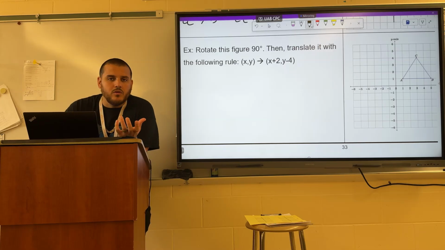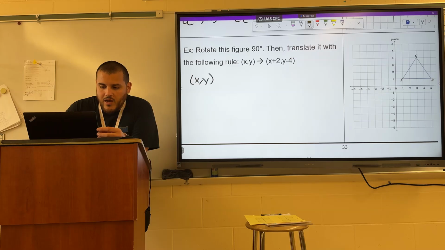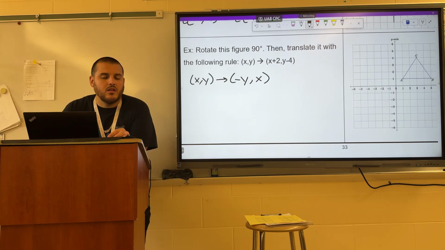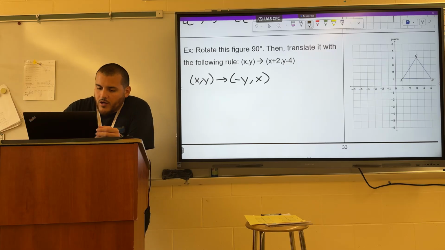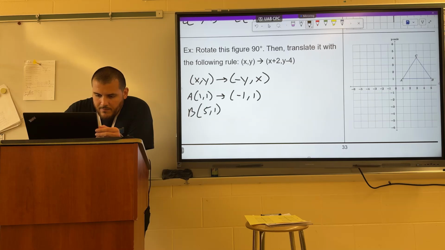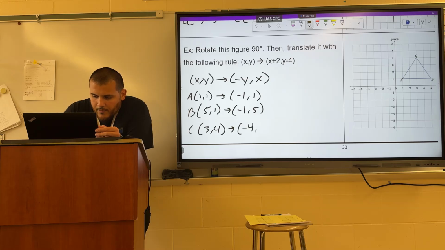So first we need to remember the rule for that 90 degrees counterclockwise. That would be XY becoming negative Y, X. So 90 degrees counterclockwise is when the Y changes its sign, not the X. So for one point at a time, A on our pre-image is located at 1, 1. That'll end up being negative 1, 1. All right. Point B on our pre-image is at 5, 1. That'll end up being negative 1, 5. And point C on our pre-image is at 3, 4. That'll end up being negative 4, 3.